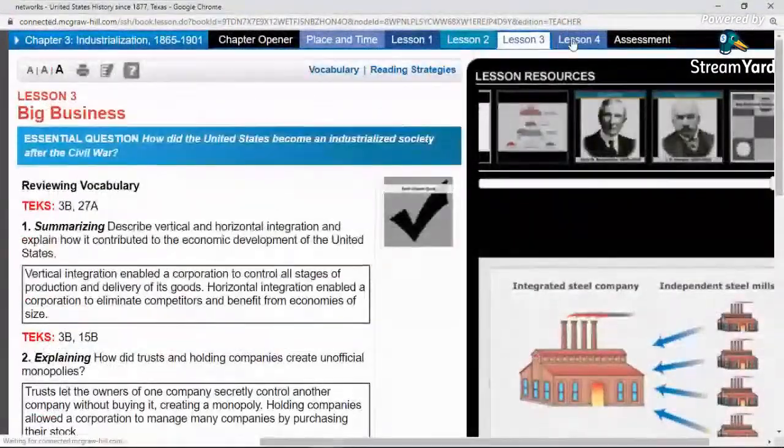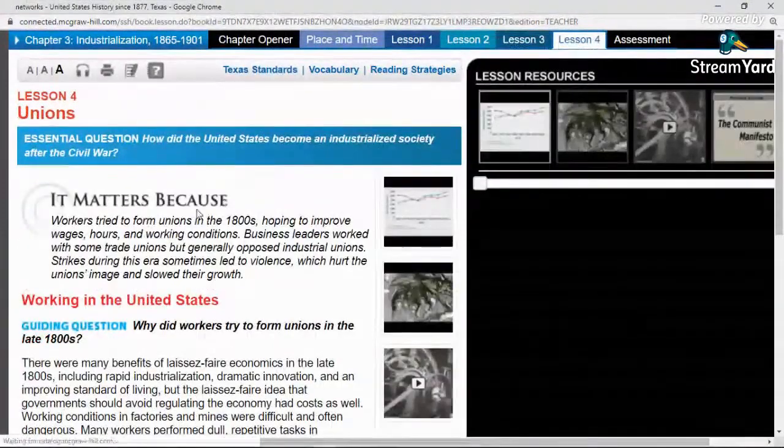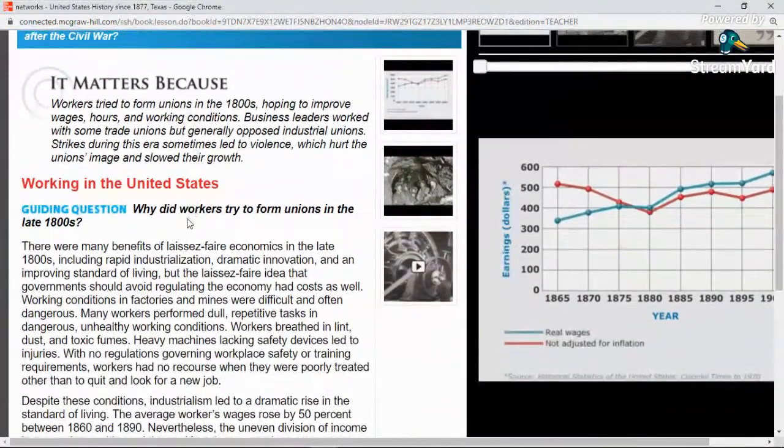And we're almost finished, guys. Lesson 4. Why did workers try to form unions in the late 1800s? So we're seeing that companies are growing, corporations are growing, these owners of these corporations are becoming billionaires or millionaires.